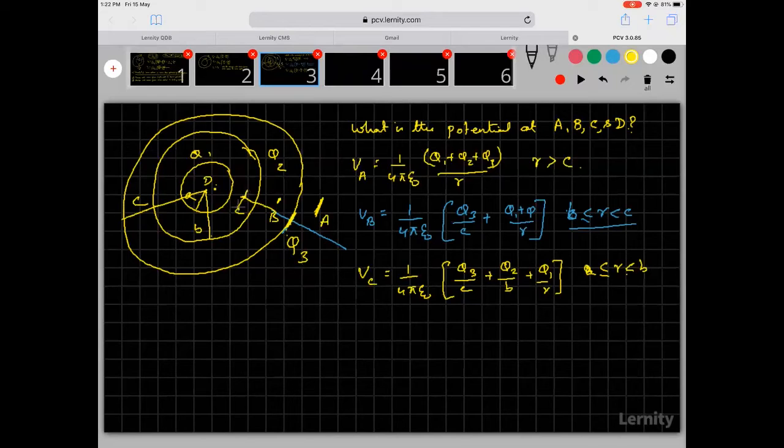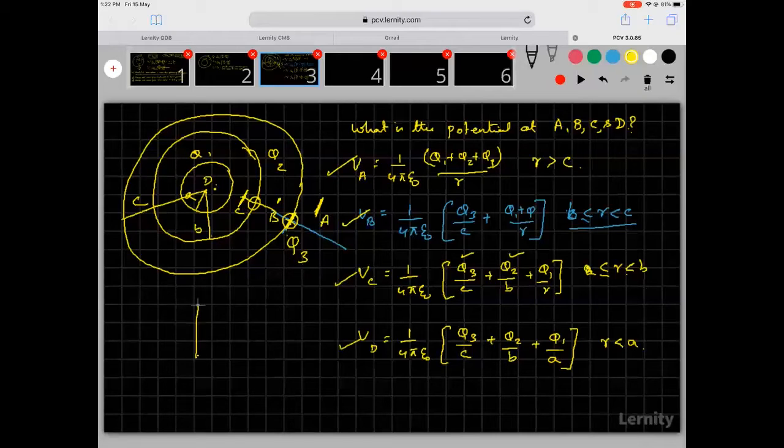So at C, I am now crossing one equipotential surface here, another equipotential surface here, plus it is variable because of the inner charge. Then the potential at the point D is equal to 1 by 4 pi epsilon naught, now constant because of all three spheres, Q3 by C plus Q2 by B plus Q1 by A. This is what I'm trying to communicate, where here R is less than A. So this is the potential at A, at B, at C, at D.